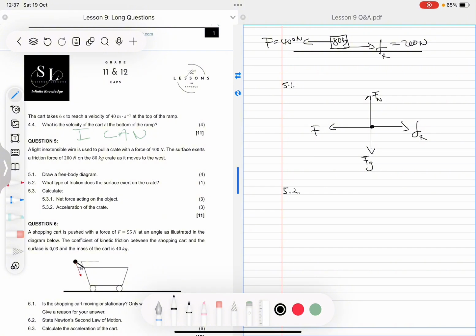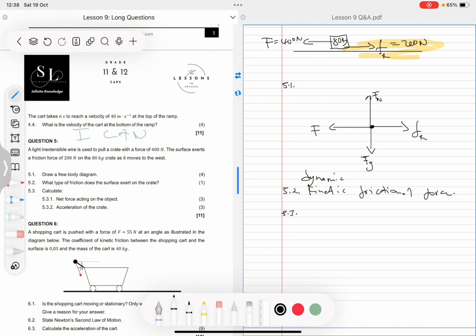Now 5.2, they say what type of friction does the surface exert on the crate? Already we said this friction here has to be kinetic friction, right? Because the object is moving. So the type of friction here is kinetic frictional force. Sometimes you can call this dynamic frictional force.